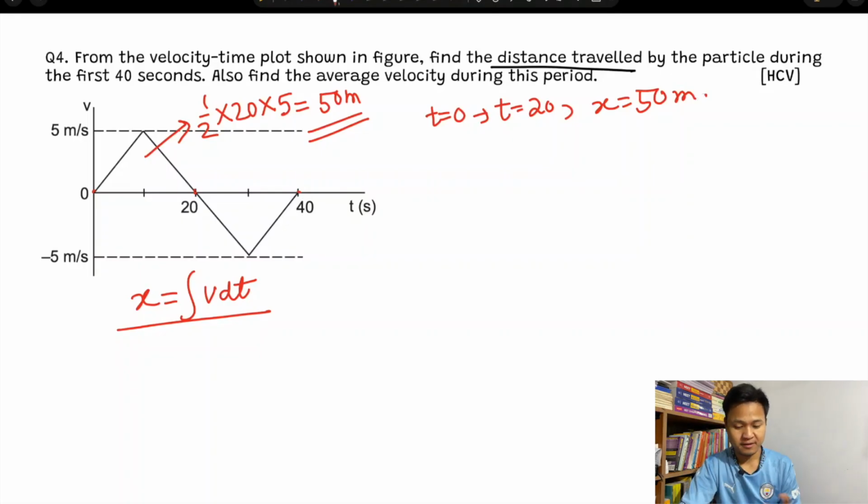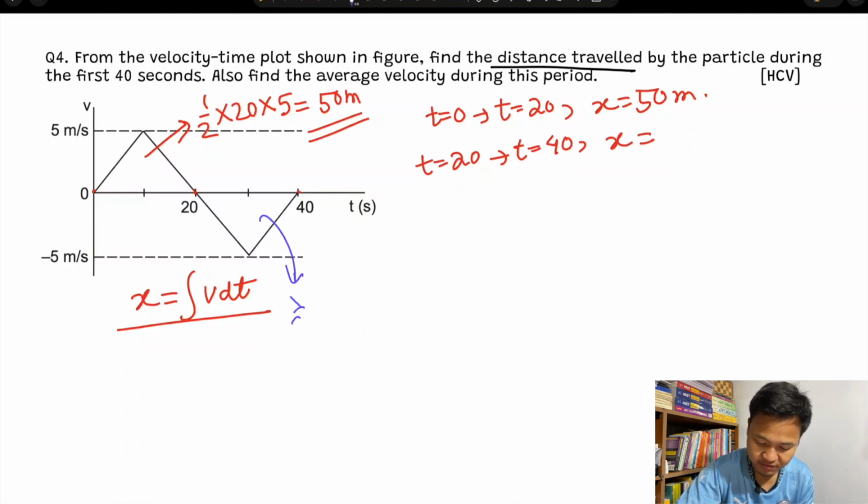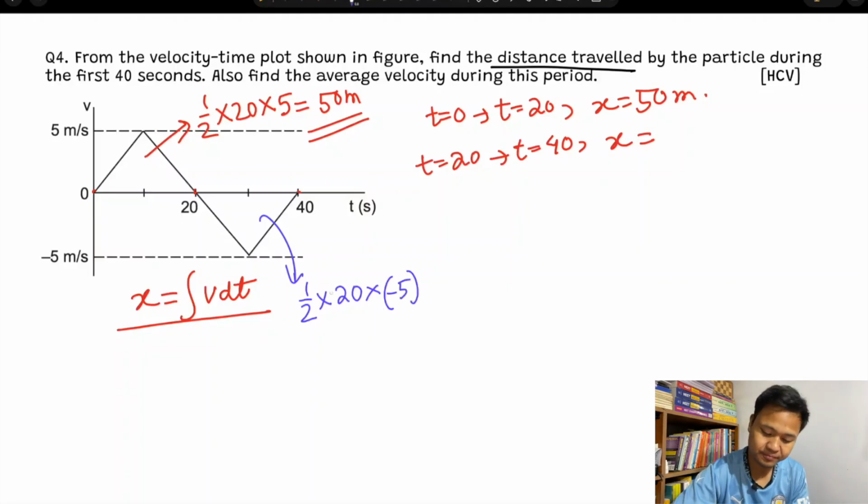Okay, from t equals 20 to t equals 40. Okay, so what is the distance? We need to find the area again. So half into base, the base is 20 to 40, which is 20, into the height, which is minus 5. Okay, so how much will you have here? Minus 50.